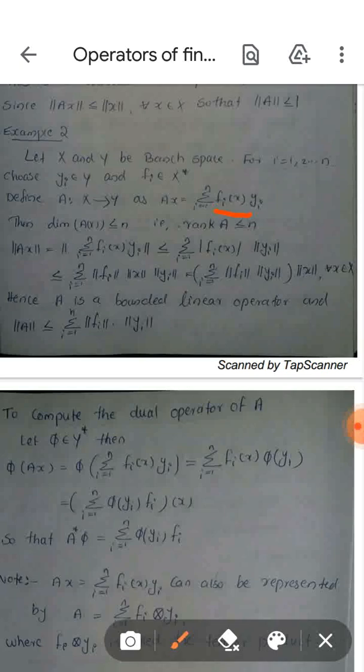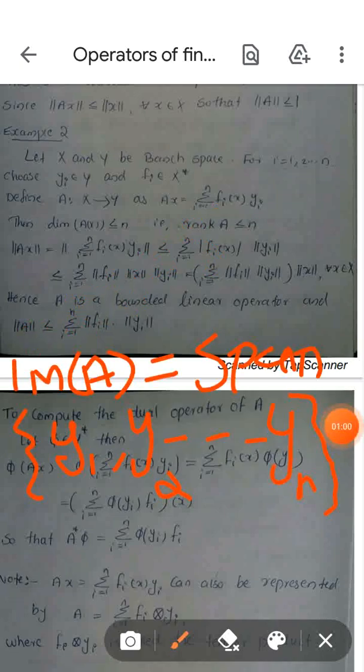Here the image of A equals the span of y1, y2, y3, ..., yn. That is, the dimension of the image of A will be less than or equal to n. That is, dimension of A of X is less than or equal to n. That is, rank of A is less than or equal to n.